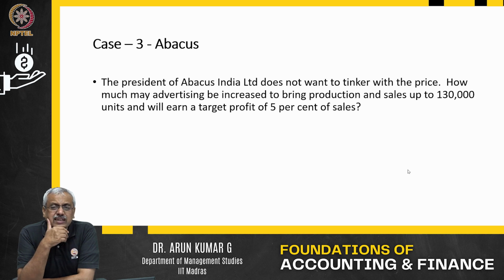When we see option 3, we see that the president of Abacus Limited does not want to tinker with the price. He wants to maintain the same $5 as the price. How much may the advertising be increased to bring the production and sales up to 130,000 so that you will earn a target profit of 5%?